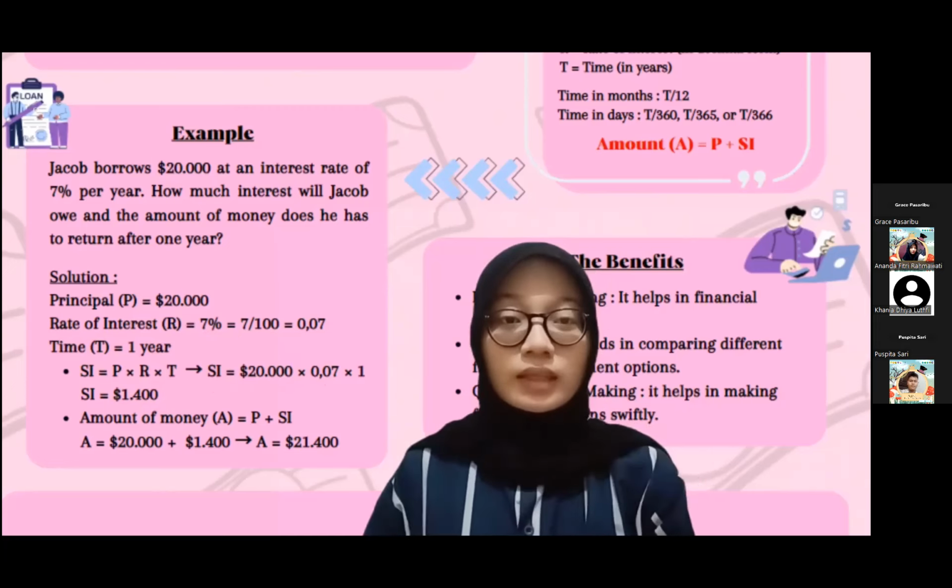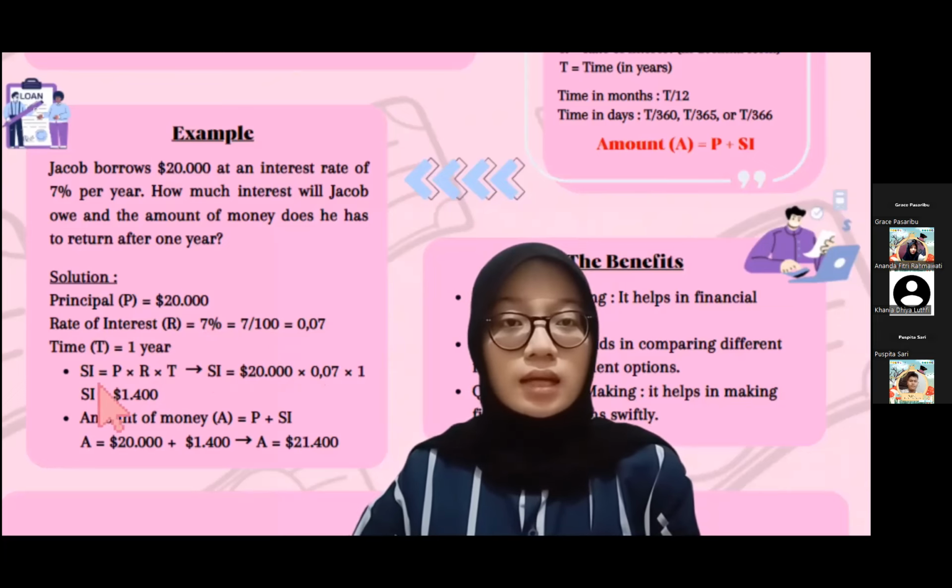Then, the steps to calculate the interest are as follows. First, substitute each value into the simple interest formula, which is SI is equal to P times R times T.